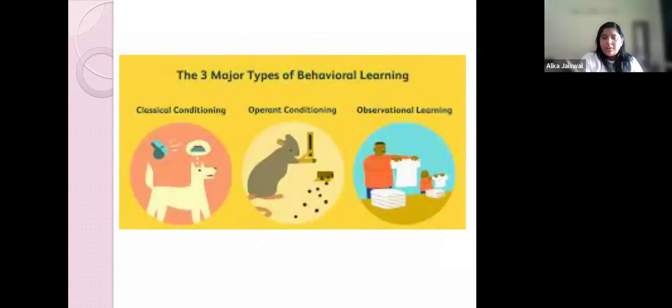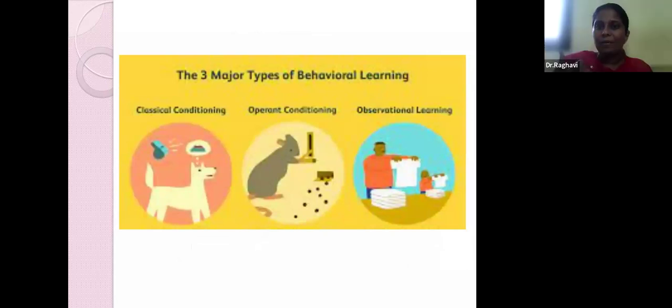Ma'am, your screen is getting blurred. The previous slide was also blurred and this one is blurred as well. Maybe the images are like that. I'll be sending the PPT also to you through the NHQ. Maybe you can have it.